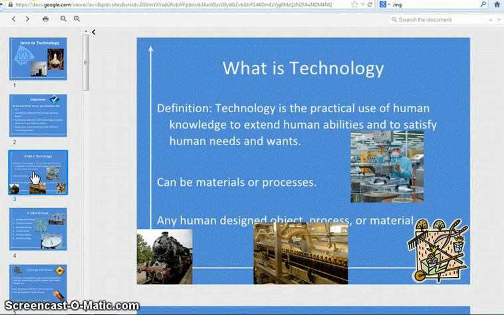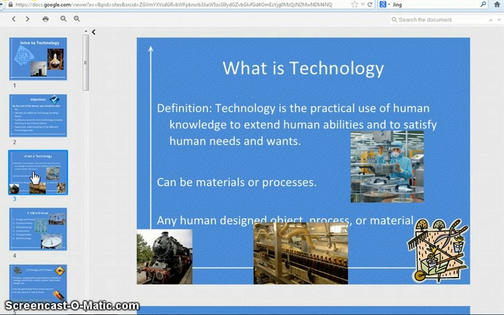And a simple definition is technology is the practical use of human knowledge to extend human abilities and to satisfy our human needs and wants. So it is using knowledge, it is using science, it is using math, and it's applying them, and it's extending our human ability. So we can't do it without this technology, and it satisfies our needs and wants. So remember needs and wants because we're going to come back to that multiple times.